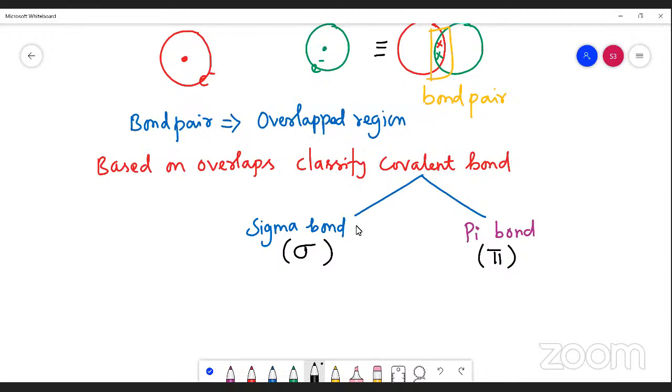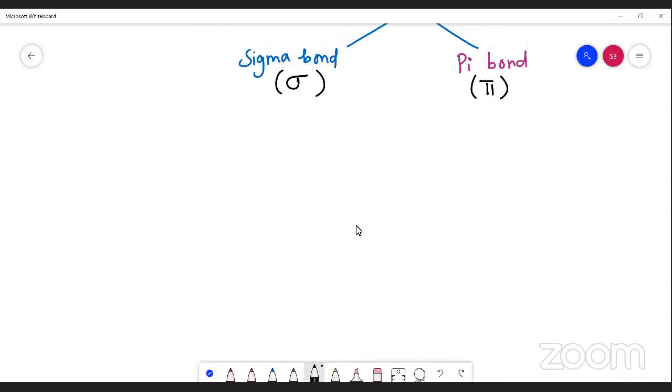Next, what are the sigma and pi bonds? We want to know what sigma and pi bonds are. First, let us take the sigma bond. Now, how is this sigma bond formed?